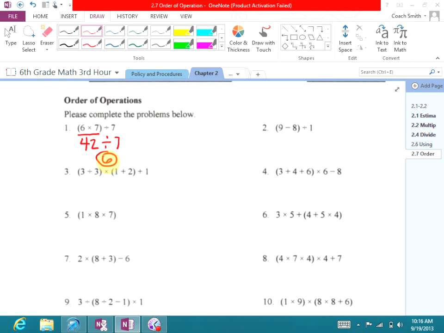Number 3 says parentheses 3 divided by 3 close parentheses times parentheses 1 plus 2 close parentheses plus 1. Okay, so what's the first step? Celine. 3 divided by 3. That is my first step. And what is 3 divided by 3? 1. So now I'm going to rewrite it. 1 times parentheses 1 plus 2 close parentheses plus 1. Okay? So what is my next step?